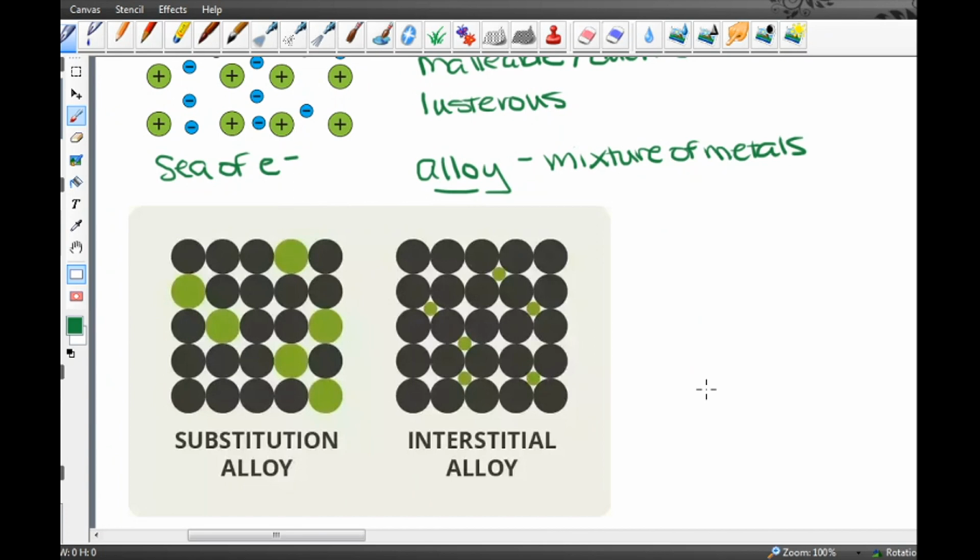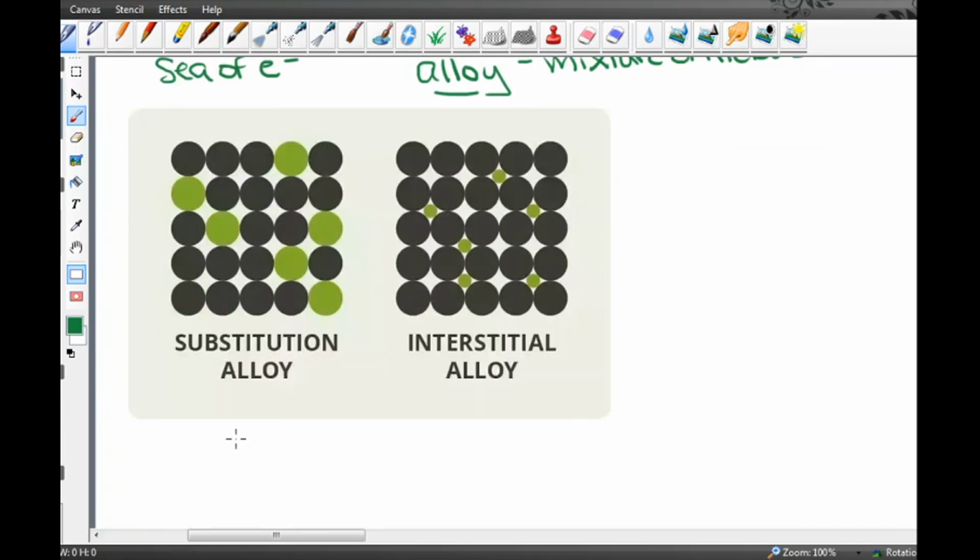There's two different types of alloys. The one you see on the left is called a substitutional alloy. A substitutional alloy is when you have atoms with similar size radii. So if we were to mix together two metals of similar size radii, we get this arrangement where it looks as if this green metal atom has taken the place of one of the black ones, a substitution, if you will. So substitutional alloys are between metals of similar radii or similar size.